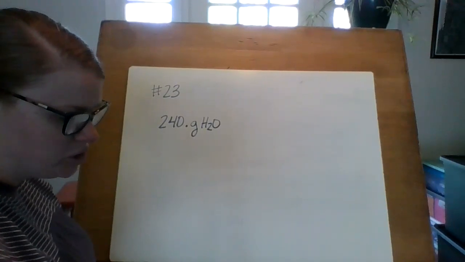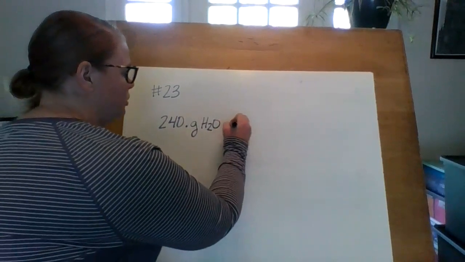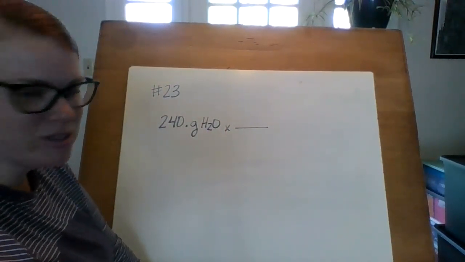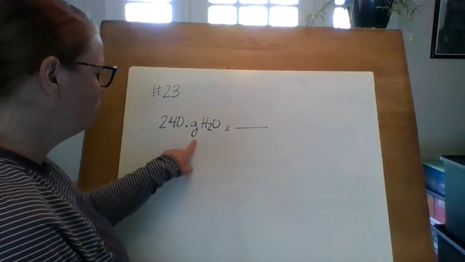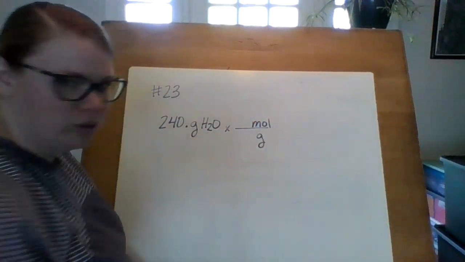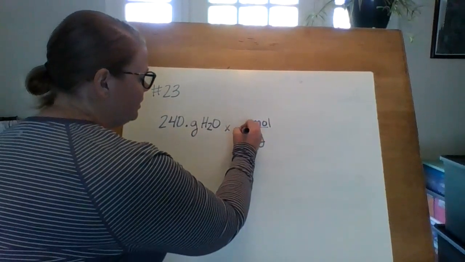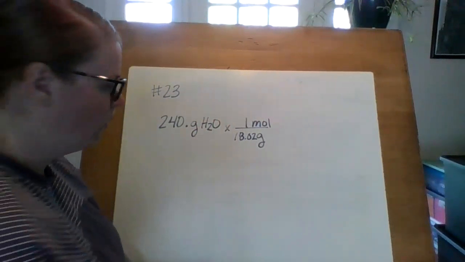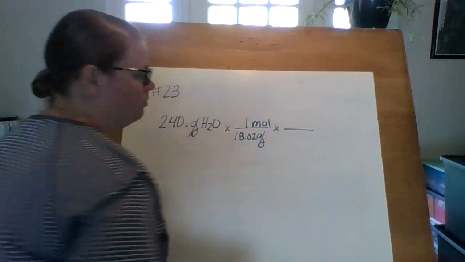So first thing we need to do is convert from our grams of water into moles of water. If you did number 22, this is the same step, except you would stop after this conversion factor. We're going from grams to moles, so you're going to use the molar mass of water. We have 2 hydrogens and 1 oxygen, so that is 18.02 grams in 1 mole of water. The grams are going to cancel out, and we're going to be left in moles.